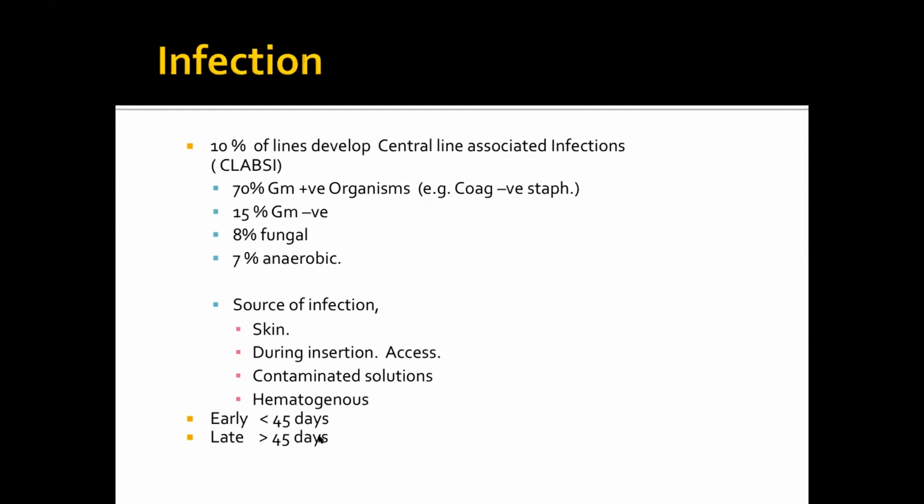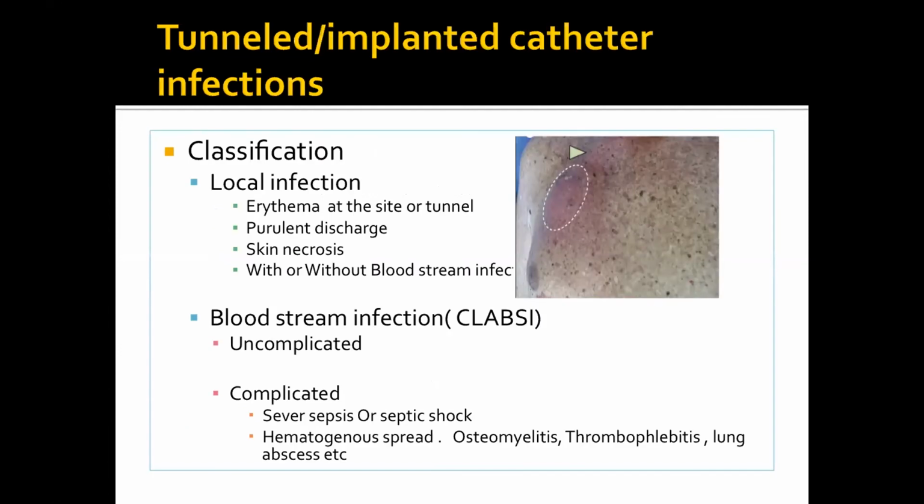It can be early, less than 6 weeks, or late. Overall, the classification is either local infection at the site of the insertion, with erythema, purulent discharge, skin necrosis, and so on, or bloodstream infection, which can be uncomplicated or complicated if the patient has severe sepsis or septic shock, hematogenous spread, osteomyelitis, thrombophlebitis, lung abscess, and so on.